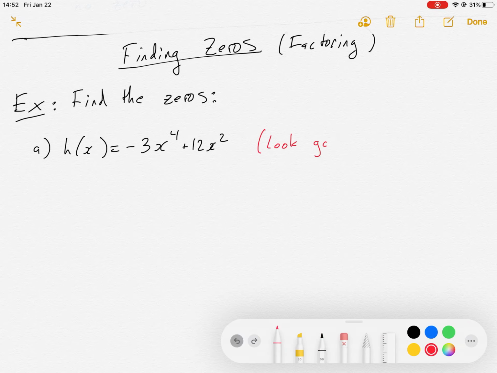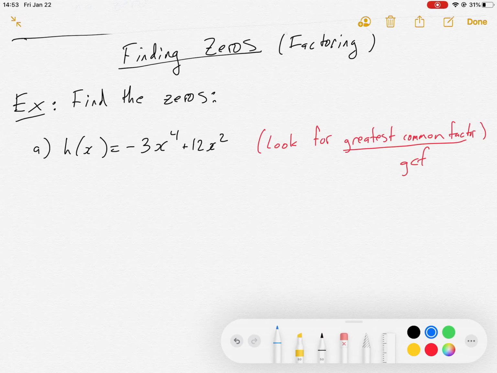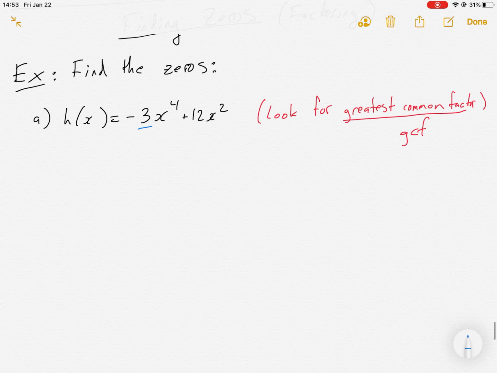Let's write this out. Look for a greatest common factor. Just as a reminder, this is the GCF. Okay, so let's take a look. 3 is divisible by 3, and 12 is also divisible by 3, so that works. And then we also have an x squared, and x to the fourth is also divisible by x squared. So in this case, the GCF is actually 3x squared.